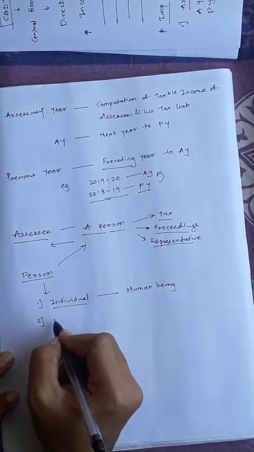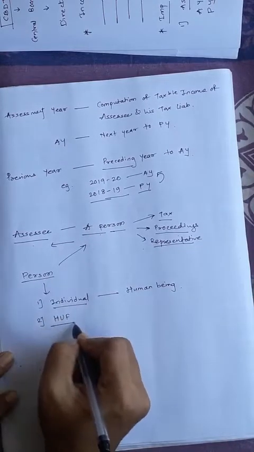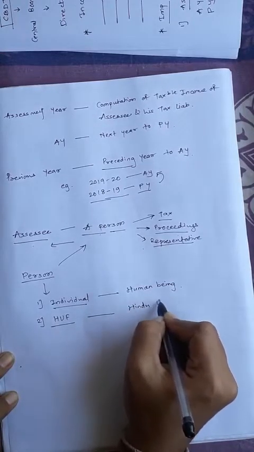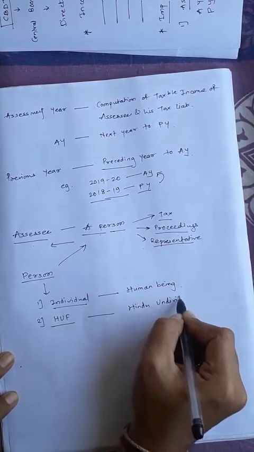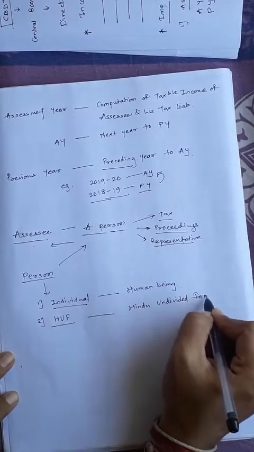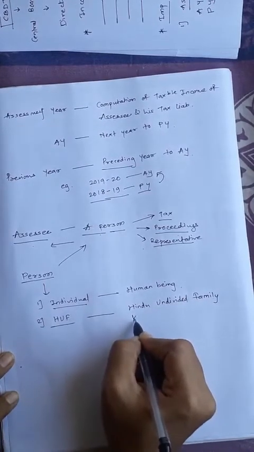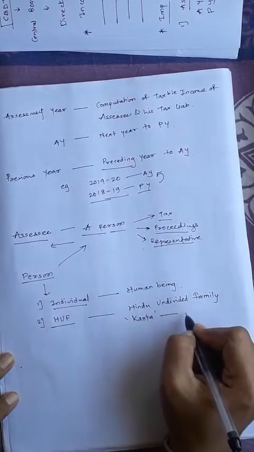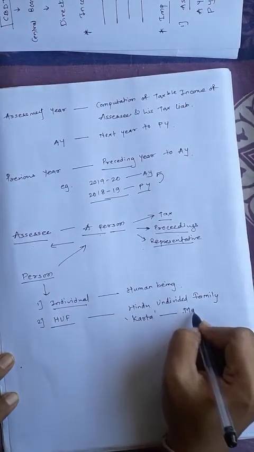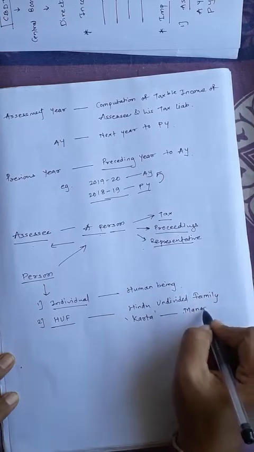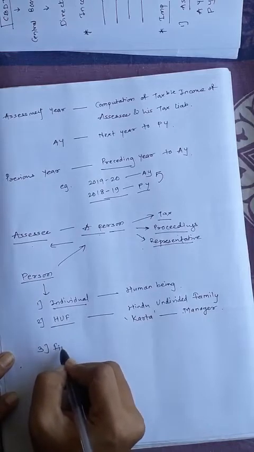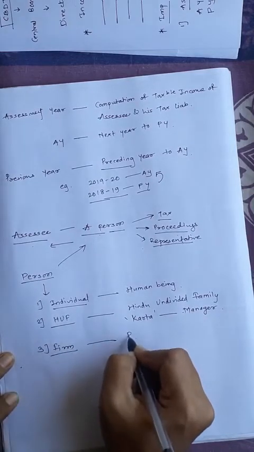The second type of person is called as HUF. HUF is Hindu undivided family, where there is a karta, that means he is the main person who is handling or managing the business. The third one is firm. Firm means any partnership firm.